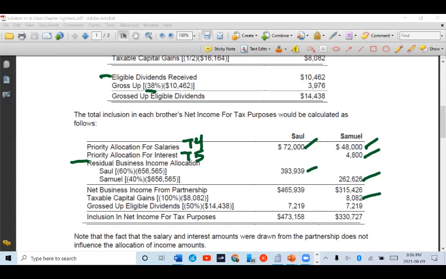So the amounts we're putting here in these calculations, we're trying to get to income for tax, right? So we're flowing through the rules. So we're grossing up the dividends, and the dividends is a 50-50 split. So we're just giving half to Saul and half to Sam.